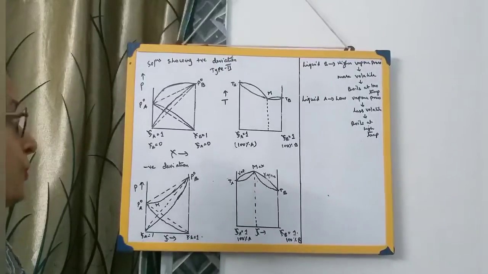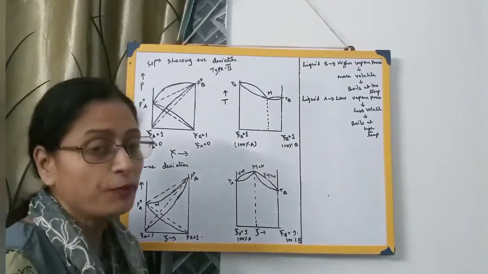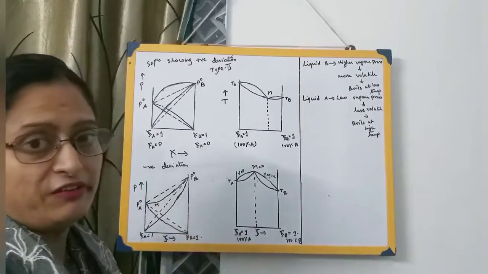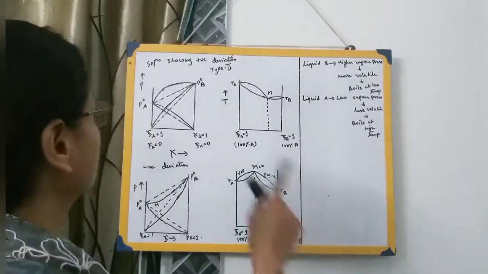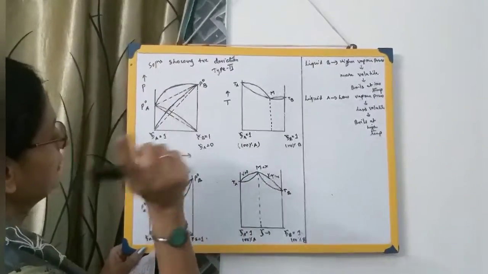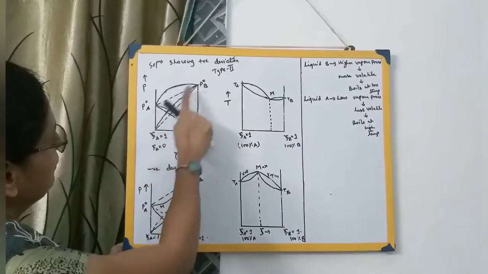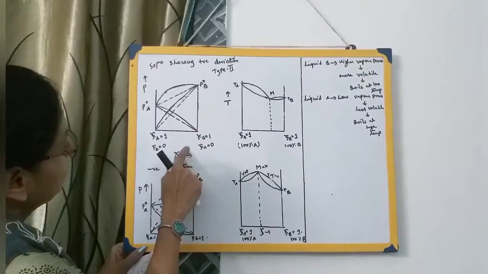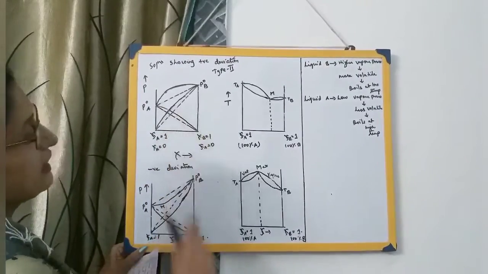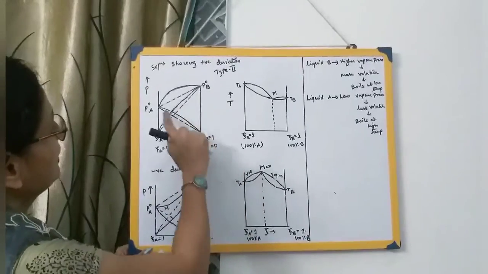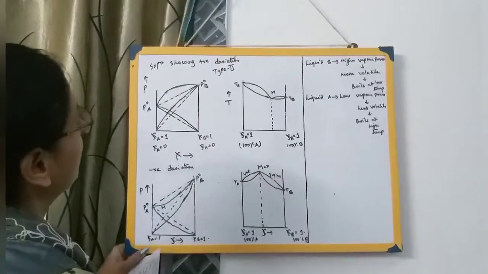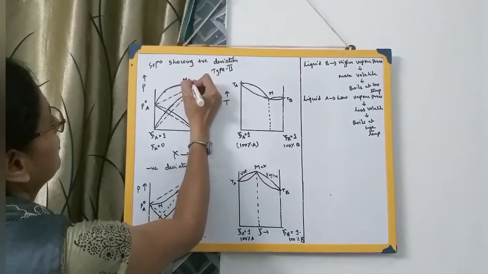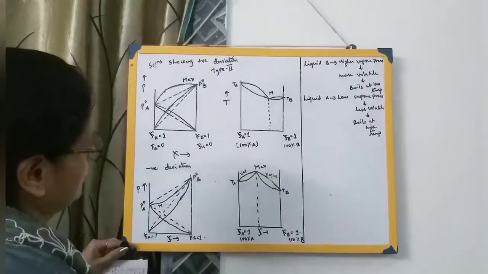As I told you, azeotropic behavior is shown by the solution showing positive deviation, type 2 solution. If you remember, in the previous video I showed you this graphical representation of vapor pressure along with the mole fraction. So this was the graph. There was a maximum value, that is, the vapor pressure was a maximum at a particular temperature.